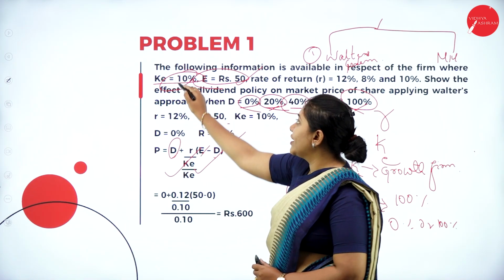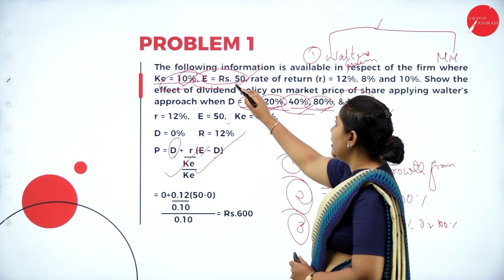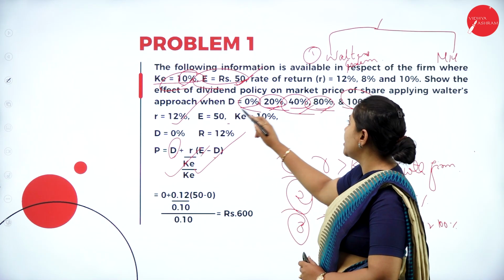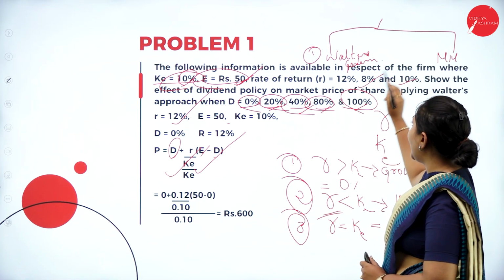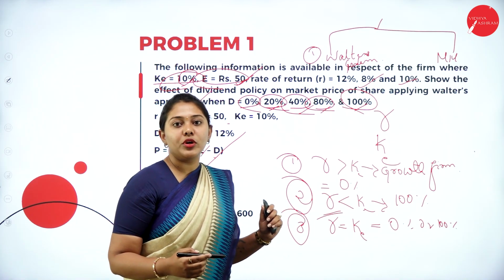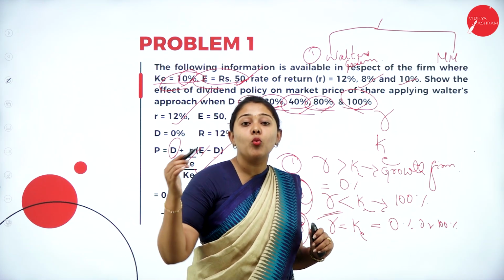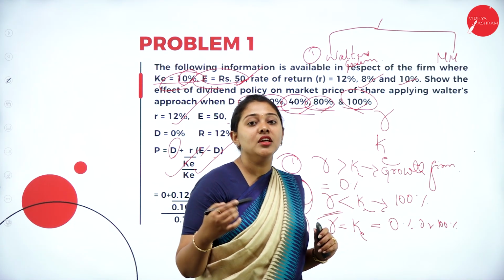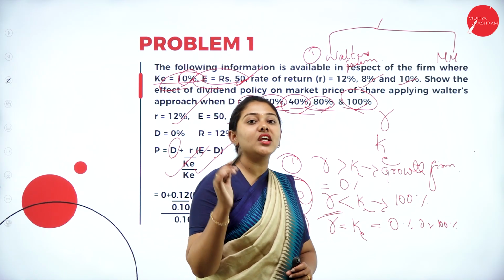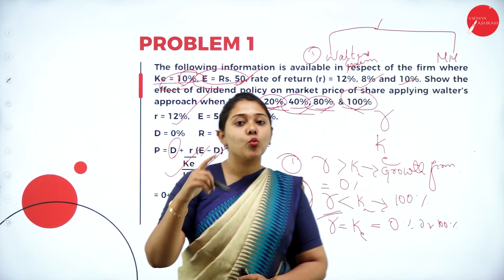The cost of equity is 10%, 0.10. You can take it as that. Then the return is given as 12%, 8% and 10%. When the return is 12%, what is the dividend you have to issue? When the return is 8%, what is the dividend? When the return is 10%, what is the dividend? And what is the market price per share? It has to be calculated using Walter's model. So let us take up all the cases one by one.